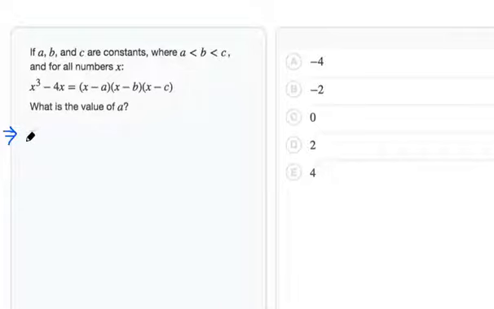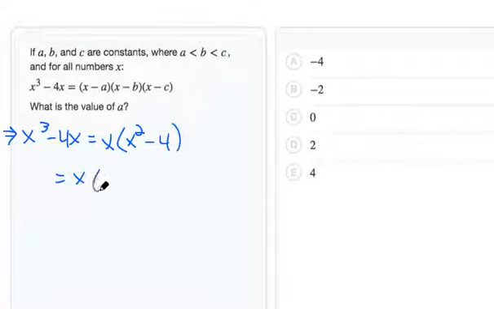Factoring the left-hand side, we're starting with x cubed minus 4x, and we always want to take a look at common factors first when we're factoring. So both these terms have a common factor of x, so we can factor that out first, and we're left with x squared minus 4.